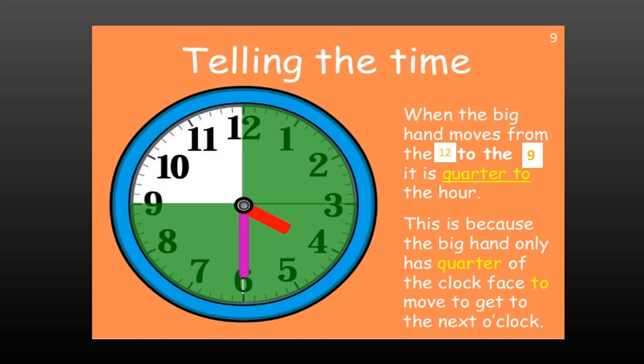Why do we say 5 and not 4? Because we still have 15 minutes, or a quarter of an hour, to reach the next hour, which is 5 o'clock. So we say quarter to 5 means that there is another quarter until we reach the next hour, which is 5.